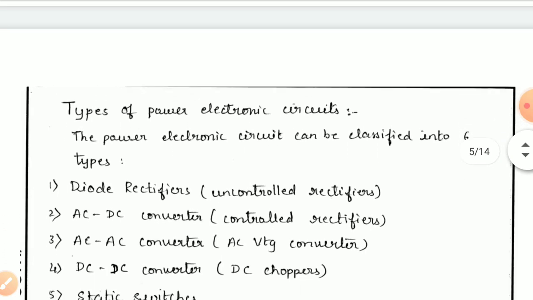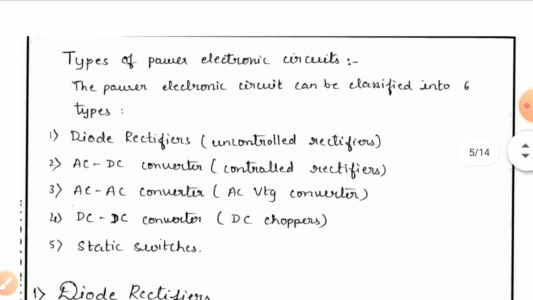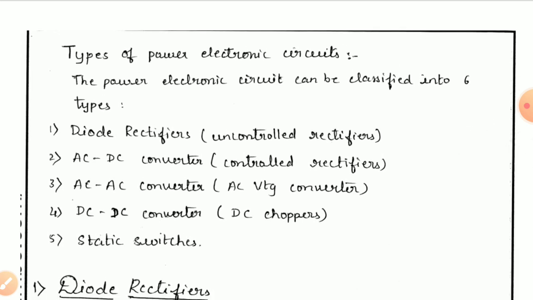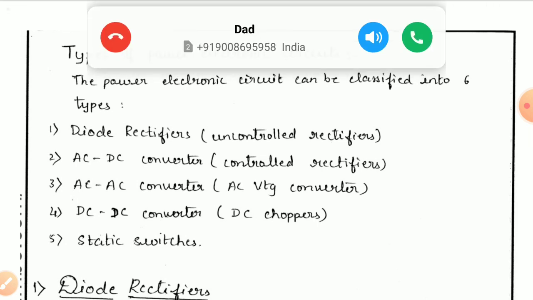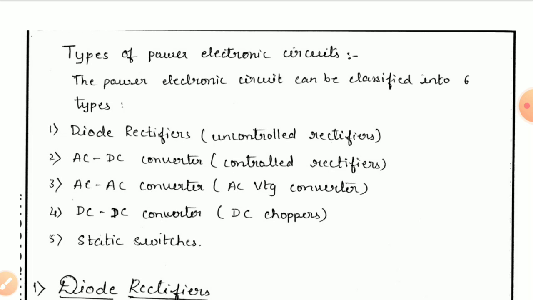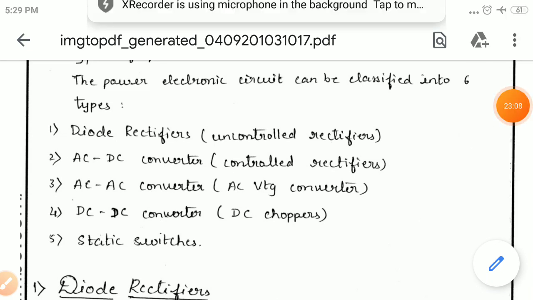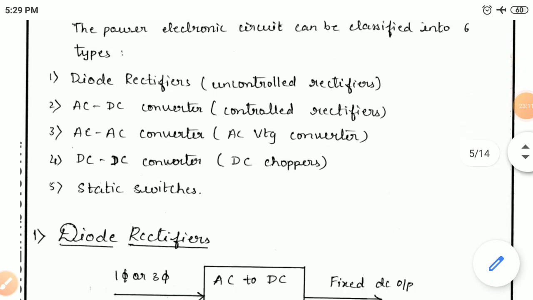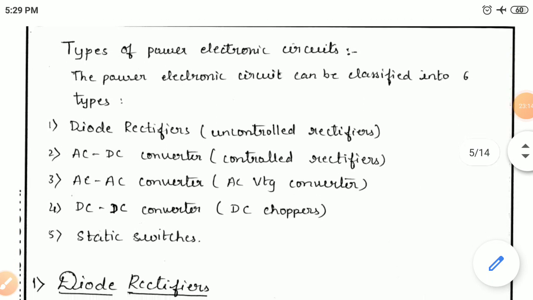Then comes the types of power electronic circuits. In the previous slides we discussed what exactly power electronics is, its applications, the block diagram representation, how the power semiconductor devices are classified, and one classification, power diodes. Now we'll discuss the types of power electronic circuits.